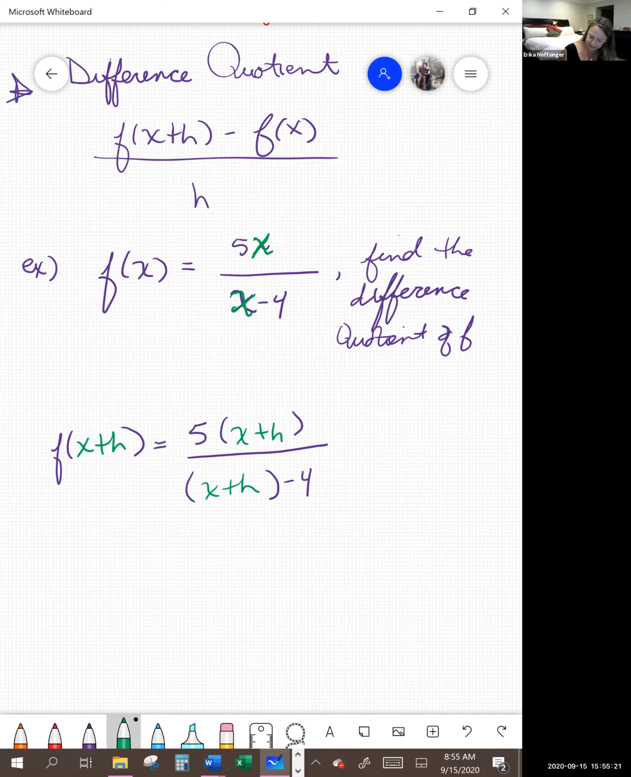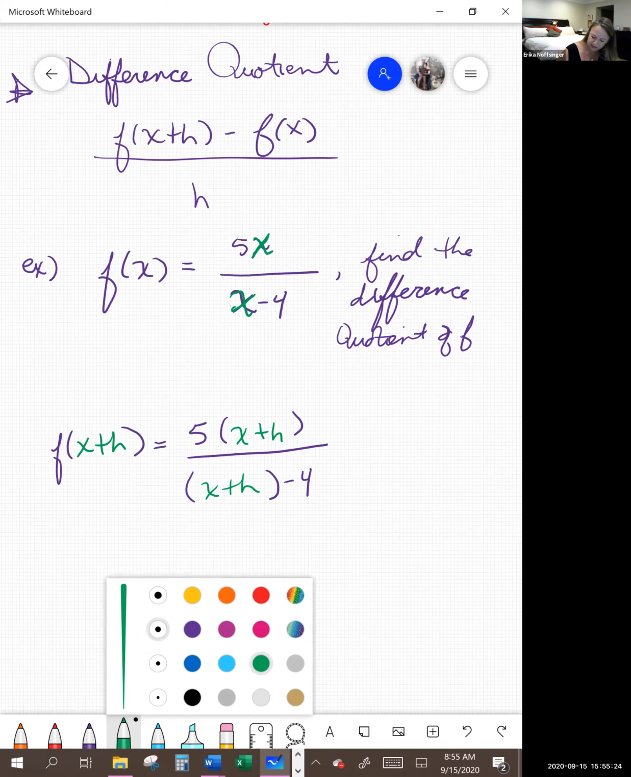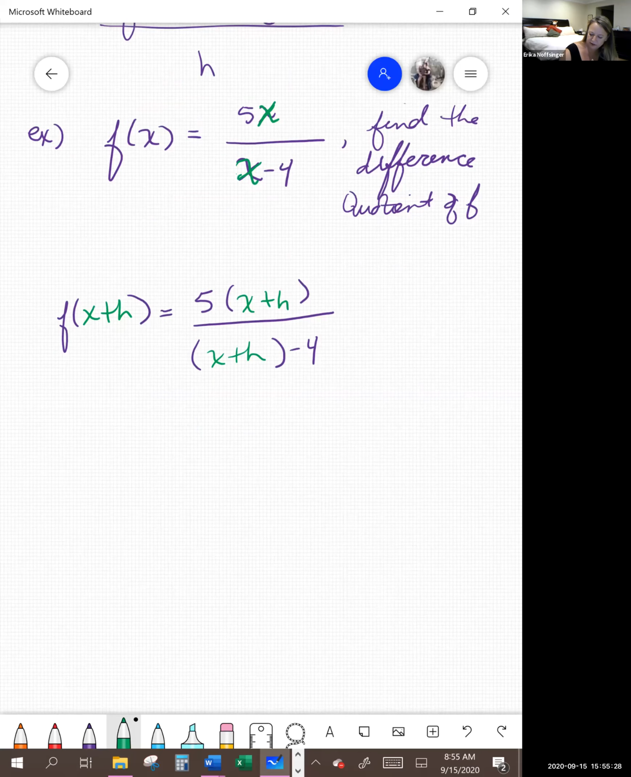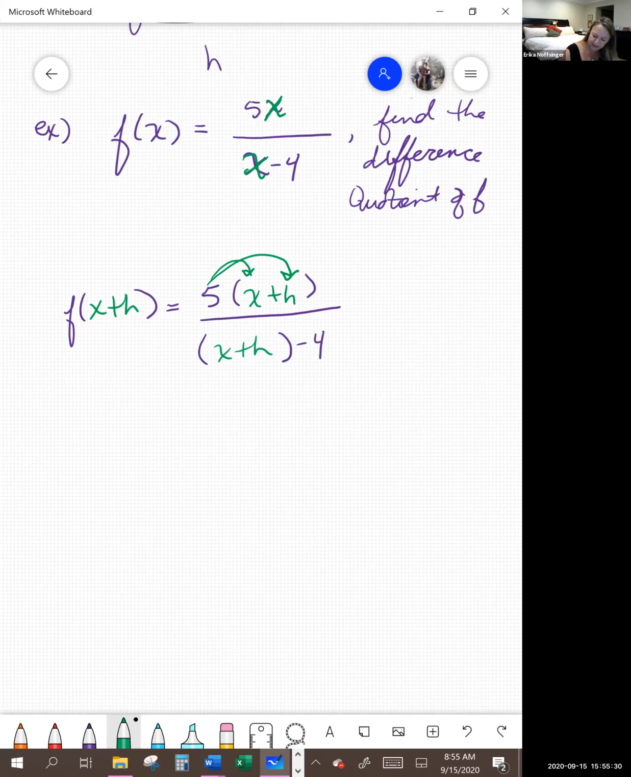Let's simplify this down a little bit. And so this is equal to, I can distribute my 5 in my numerator. So this would give us 5x plus 5h all over. I technically don't need this parentheses around this x plus h, so I can drop it. So x plus h and then minus this 4. There's one piece.